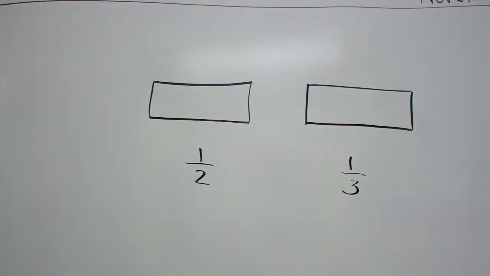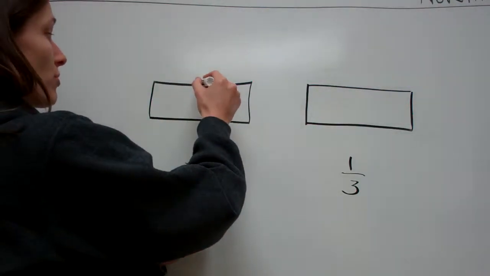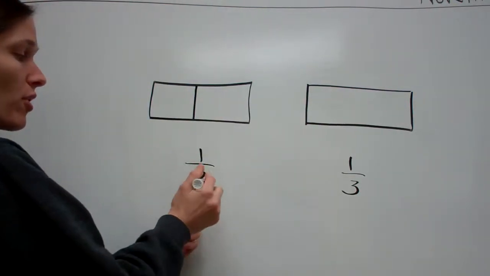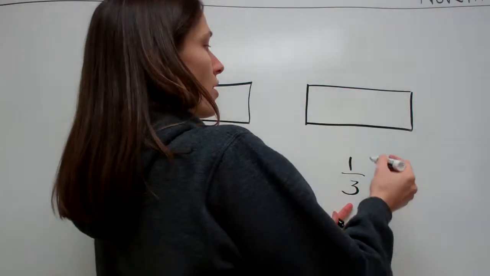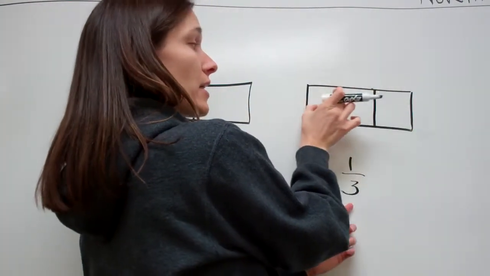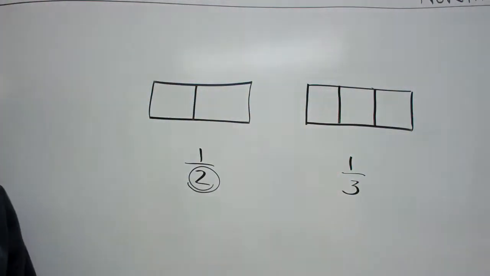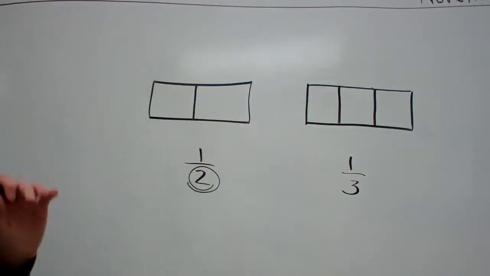Now, how many times am I going to break this up into? 2. This one I'm going to break up into 2. So raise your hand, 2 of them. You always look at the bottom number to see how many times to break it up into. This one's going to have 3. So when I'm breaking them up, I try to make these sections as even as I can. So 3 of these look almost alike, and these look almost alike.